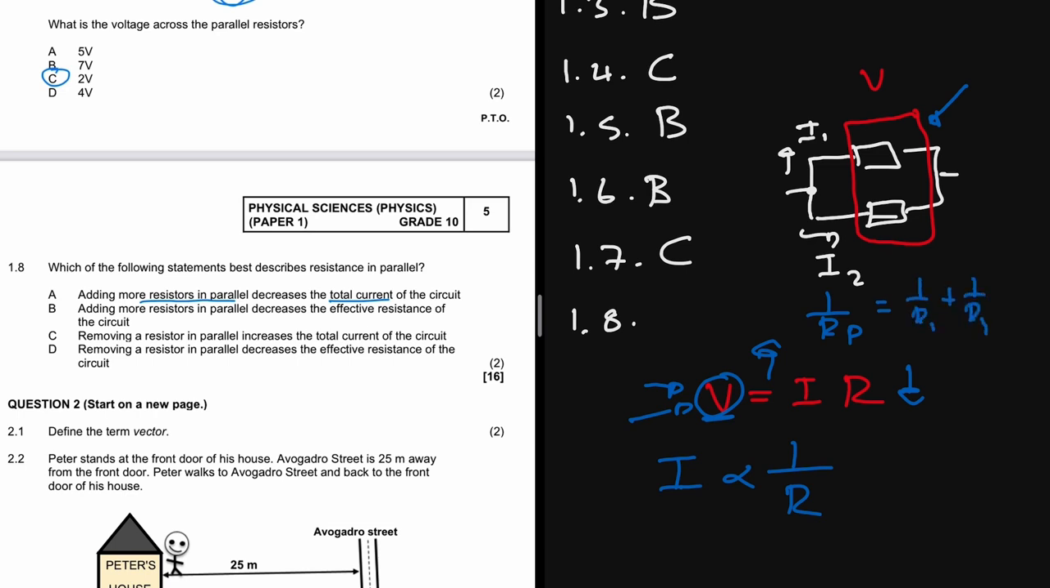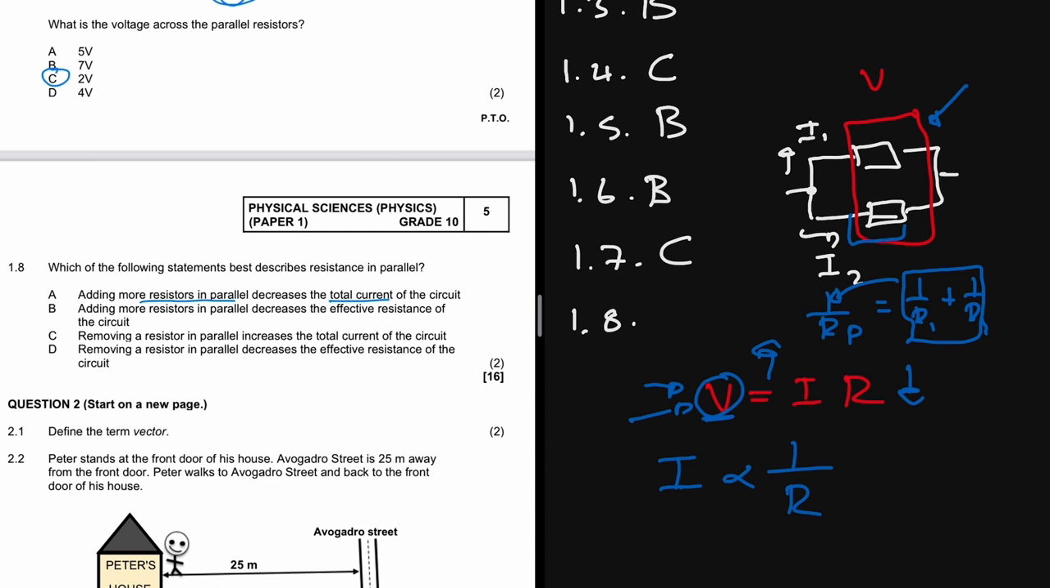So the more resistance you add, the lower the total resistance will be, because this is just a reciprocal. The more you add, the more the total resistance decreases. And if you decrease the total resistance, this means you increase the current.